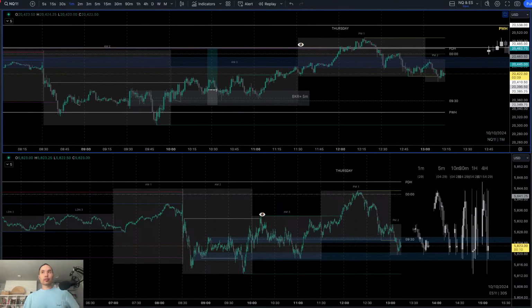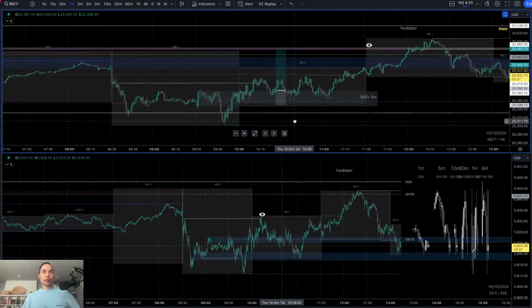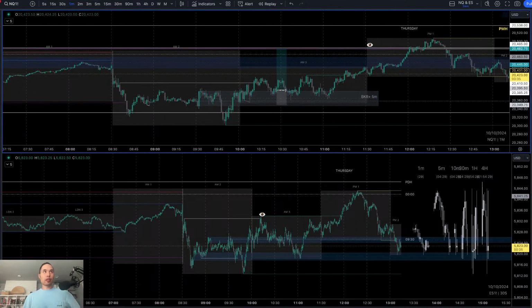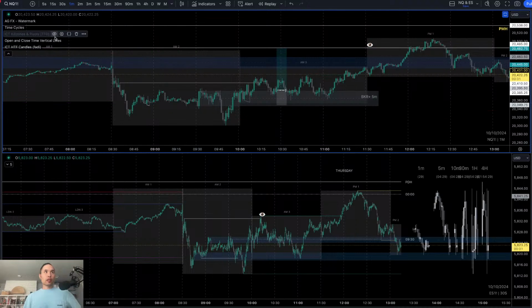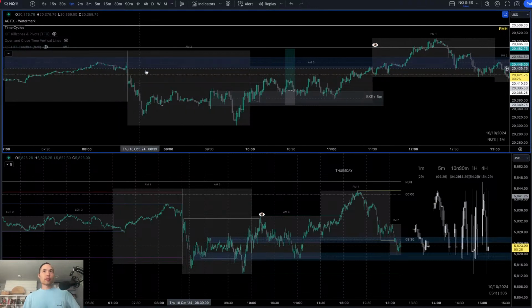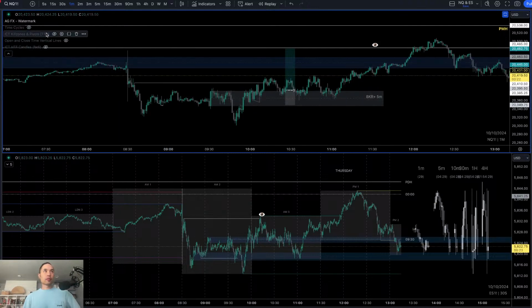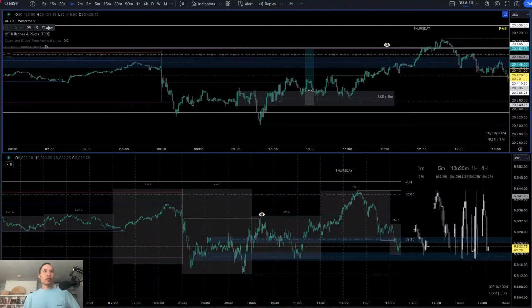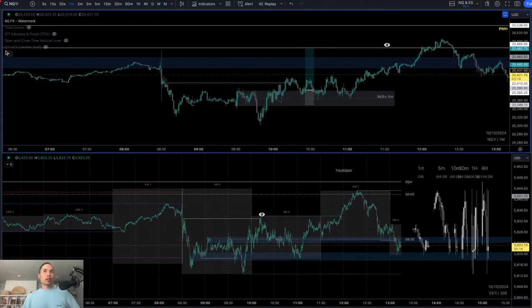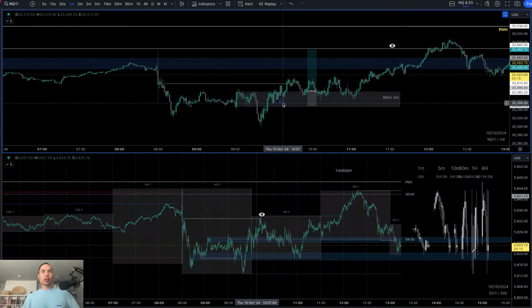So that 5-minute breaker right here, let me turn off some of these, clean it up a little bit, zones, purple lines, turn that off, and turn that off. So that trade I did work out. This low was protected. This SMT low right here never got faded or never dropped down to that level.